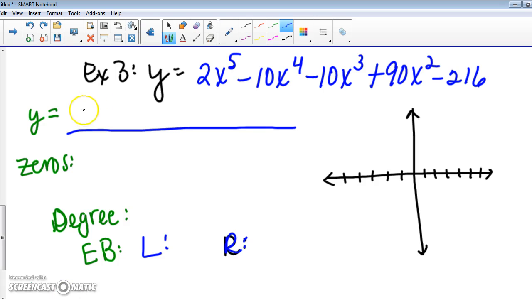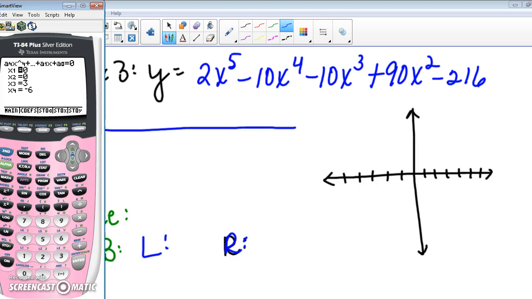Alright, let's go ahead and write 2 down. And then we'll type this in. So main, polyroot finder, 5, 2, negative 10, negative 10, 90, nothing in the x's spots, we'll put 0, negative 216. We'll do solve.